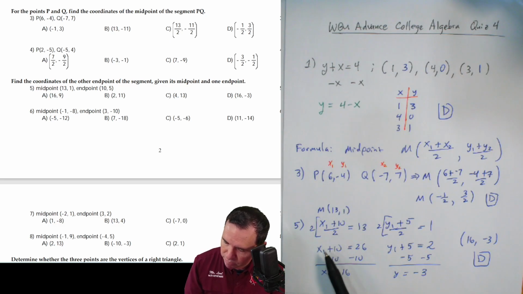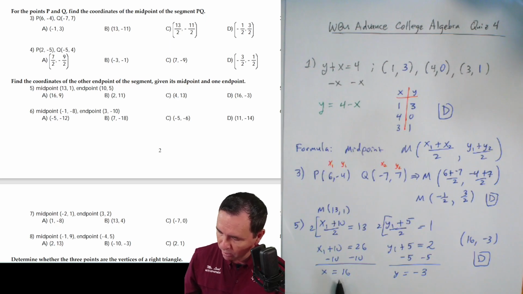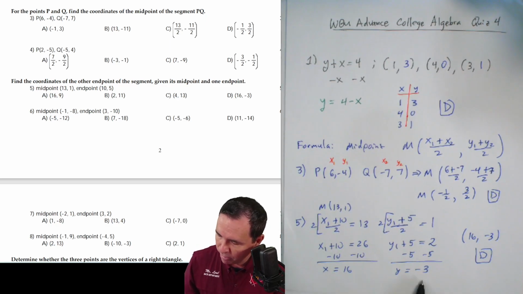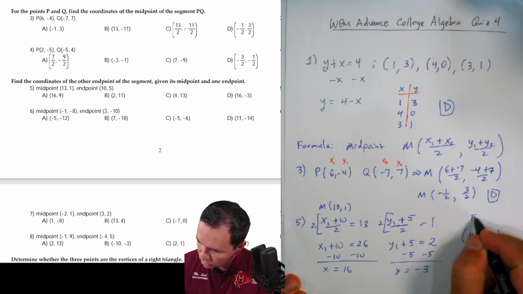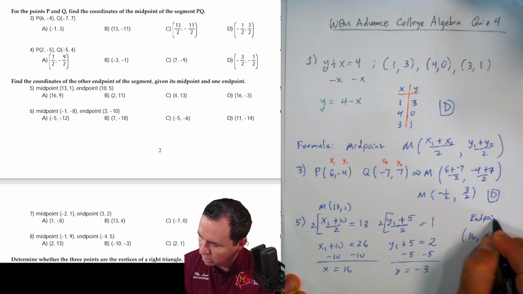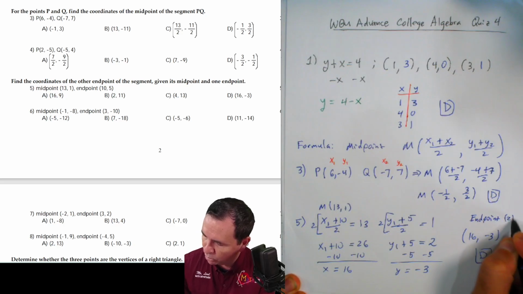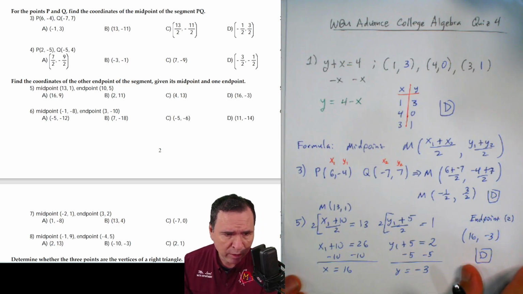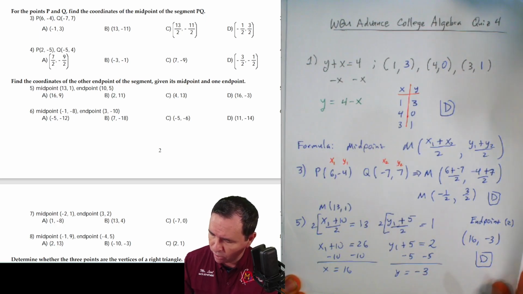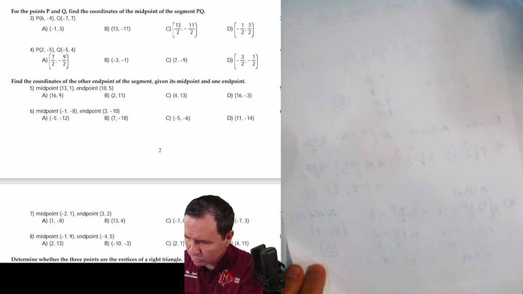If this would have been x minus 10, then you would have to add 10 to both sides. Then whatever you get, that's your x element, that's your y element, and so your other endpoint. So endpoint number 2, right? Endpoint 2 would be 16, comma, negative 3. All right, you get to do number 6. I'll do number 7. It's another example just like this one.